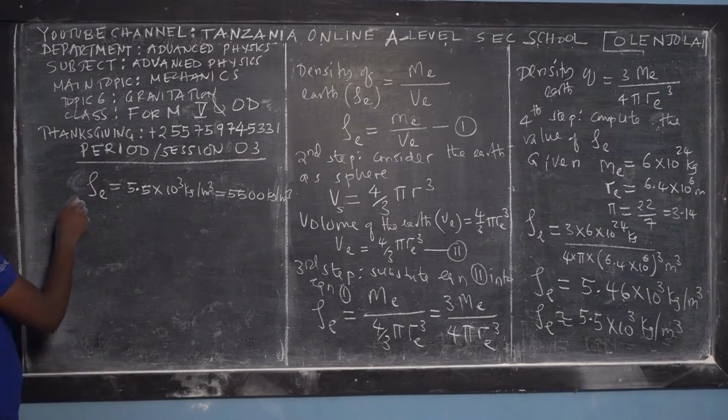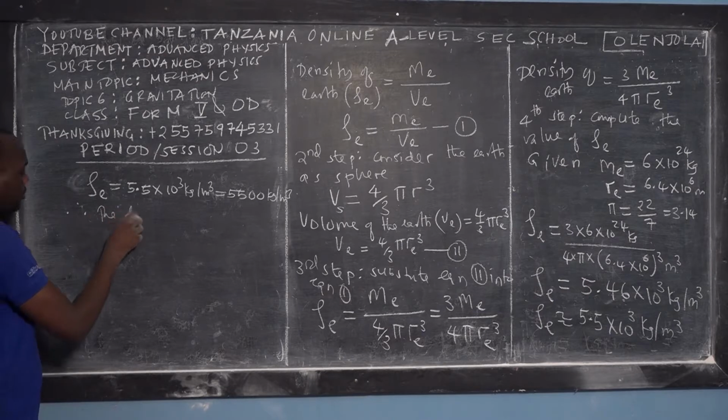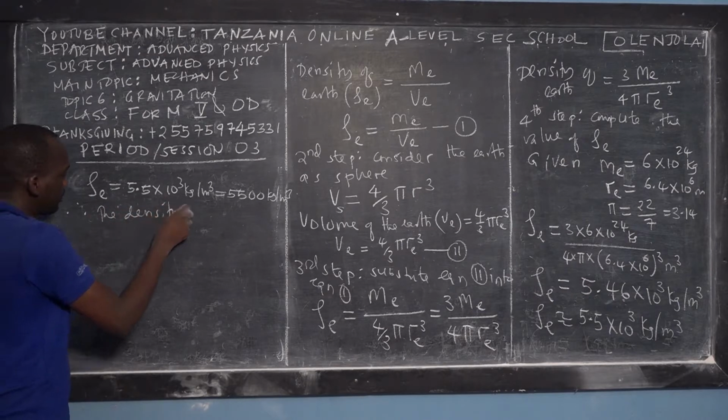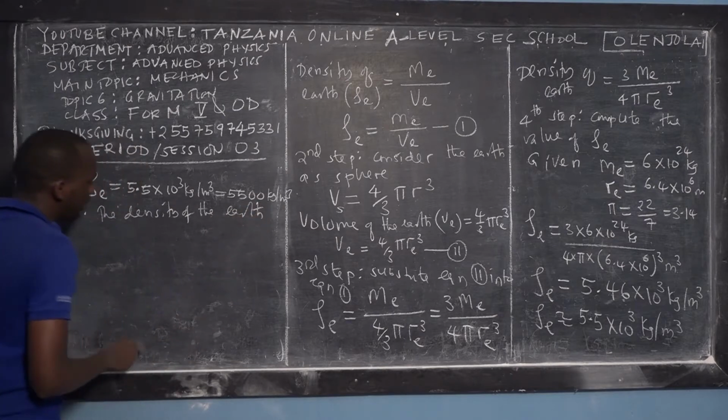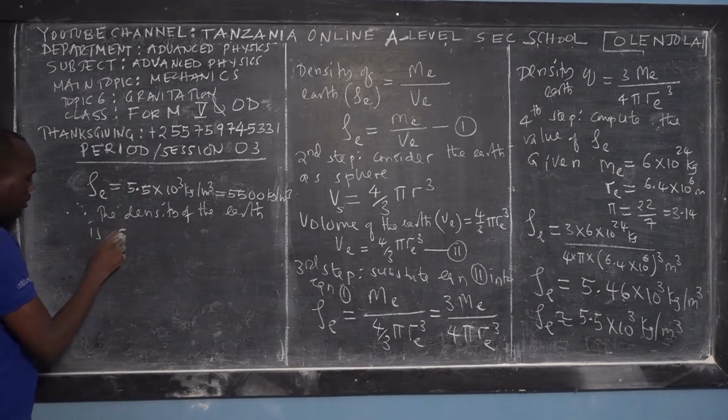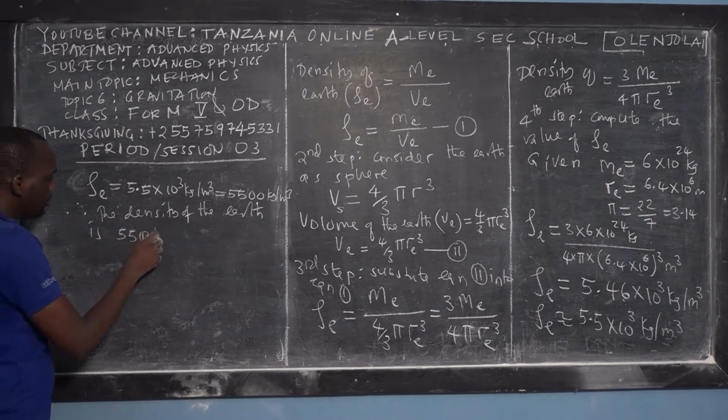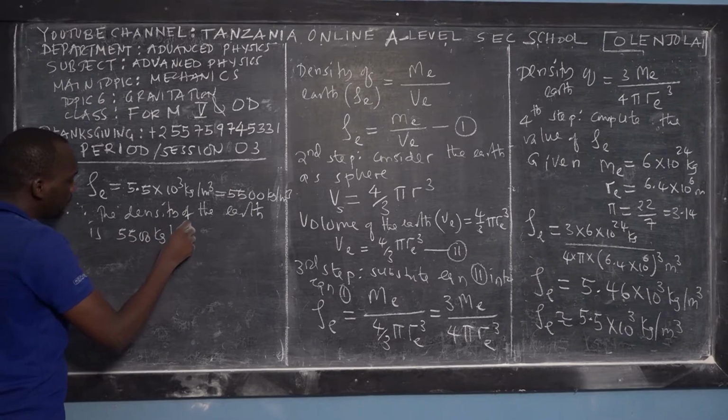Right? So therefore we say that the density of the S is 5,500 kilogram per meter cube.